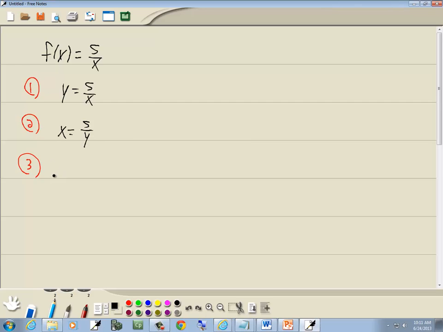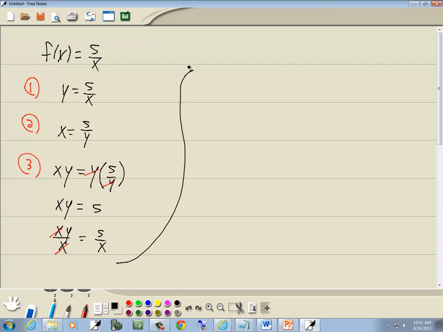So multiply both sides by y. So x times y and y times 5 over y. So we get xy is equal to, and these y's cancel, is equal to 5. Trying to get y by itself, so I'm going to divide both sides by x. And those x's cancel. And we end up with y is equal to 5 over x.